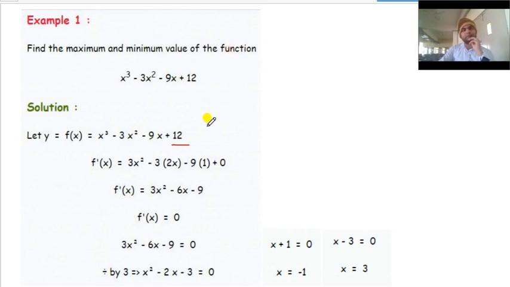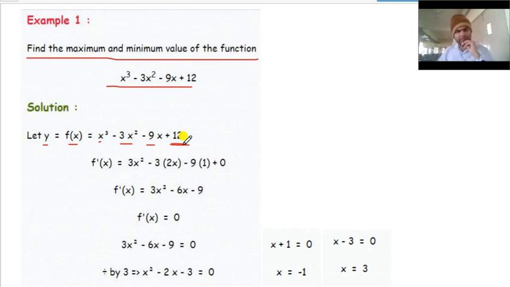Okay, we will see a numerical problem where we have to find the maximum and minimum value of the function x to the power 3 minus 3x square minus 9x plus 12. So we write y, or f(x), equal to x to the power 3 minus 3x square minus 9x plus 12. That is given in your question. Now we differentiate this function y, that is dy by dx, and dy by dx we can also write as f dash x.